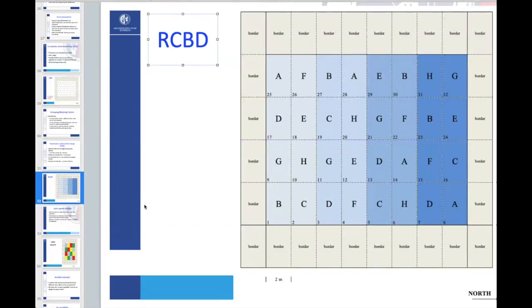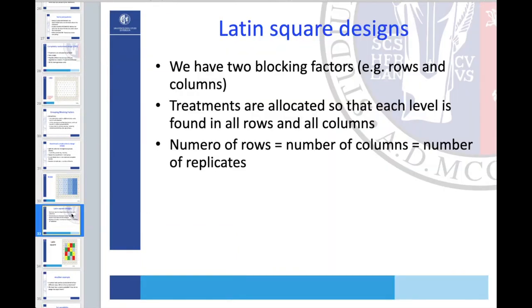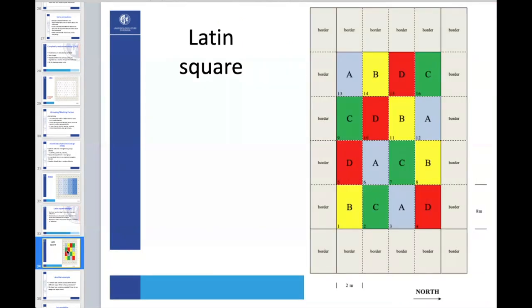Another advancement would be the Latin square design. In this case, we can have two blocking factors. Look at this design. In this case, I had to make it slightly smaller for reasons that I will tell you about in a few seconds. In this case, I only have 16 plots, and I have 4 replicates and 4 treatments, A, B, C, and D.